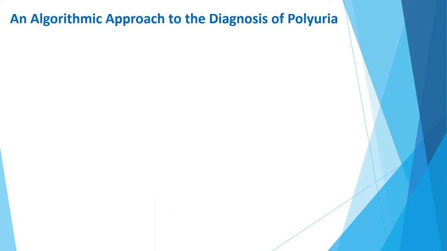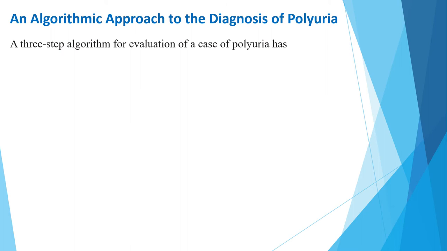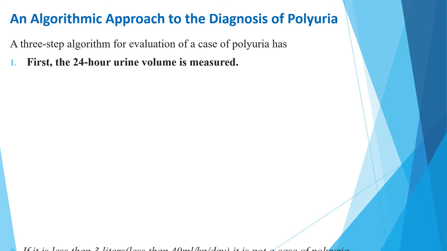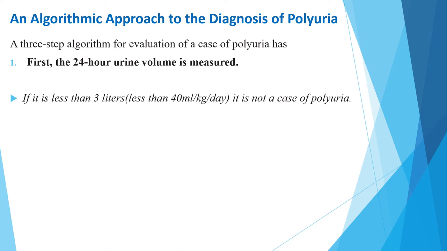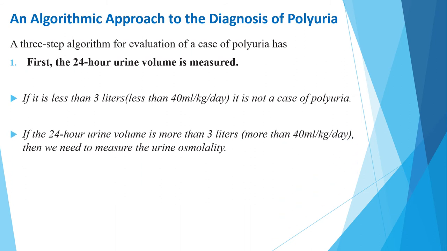To make it simple, let's see an algorithmic approach to the diagnosis of polyuria. There is a three-step algorithm for evaluation of a case of polyuria. And the first one is when we encounter a patient who is complaining of having polyuria. First, the 24-hour urine volume should be measured, and if it is less than 3 liters or less than 40 ml per kg per day, it is not a case of polyuria. And if the 24-hour urine volume is more than 40 ml per kg per day, then we need to measure the urine osmolarity.